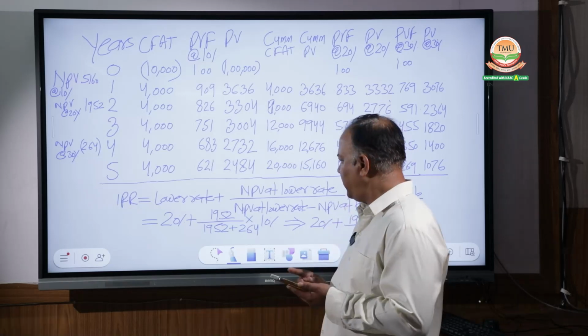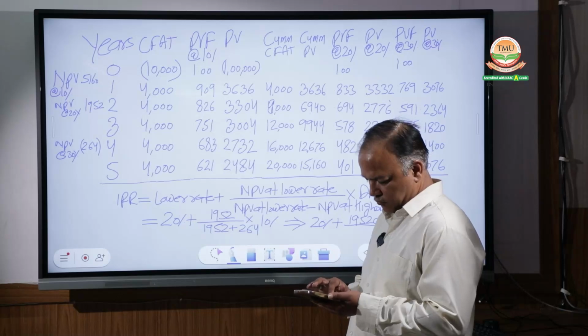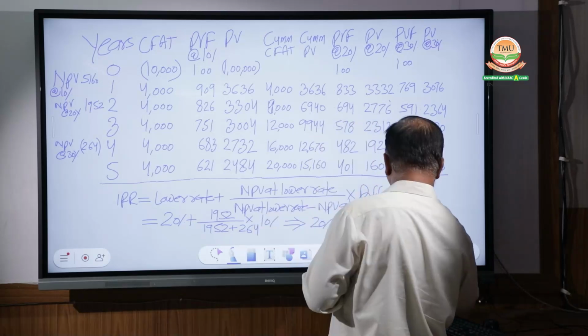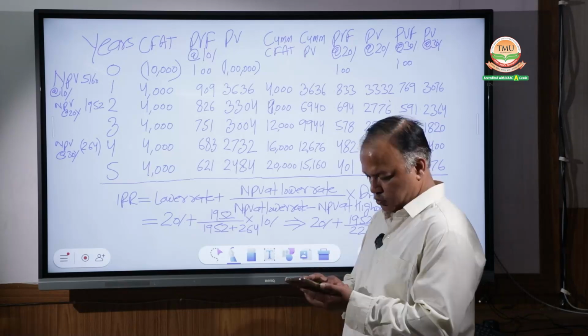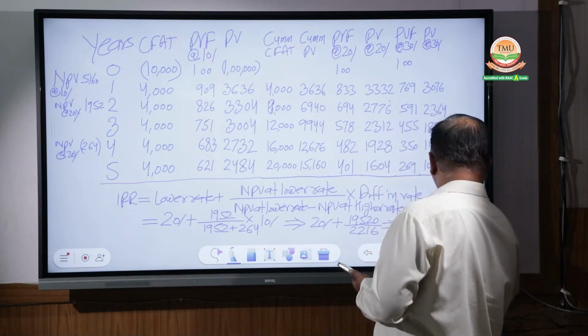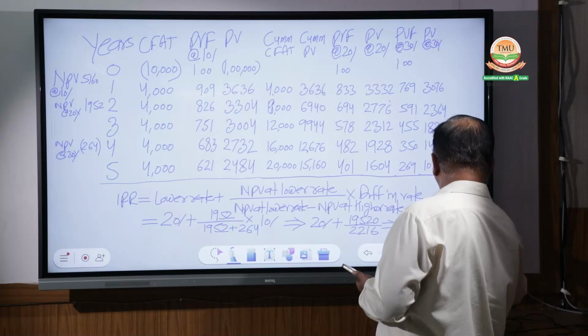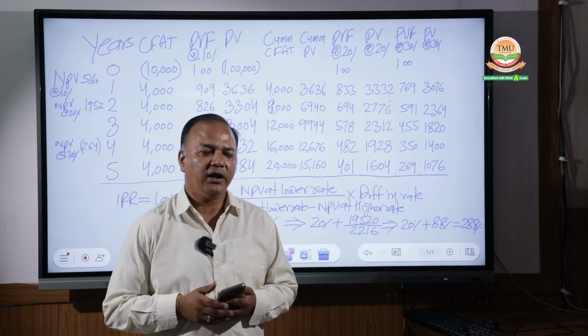19520 divided by 1952 plus 264, which equals 2216. So 20% plus 19520 divided by 2216. It is 8.8. So it will be 28.8%. This is the internal rate of return.